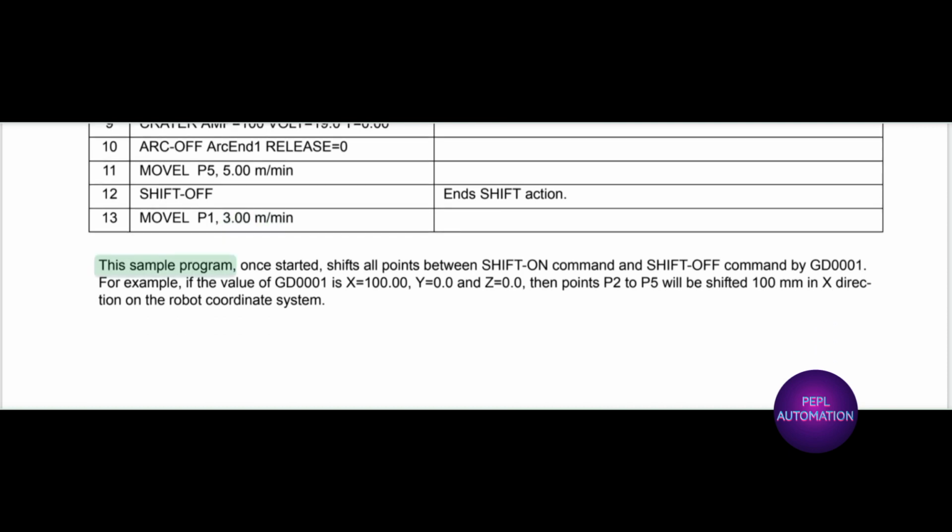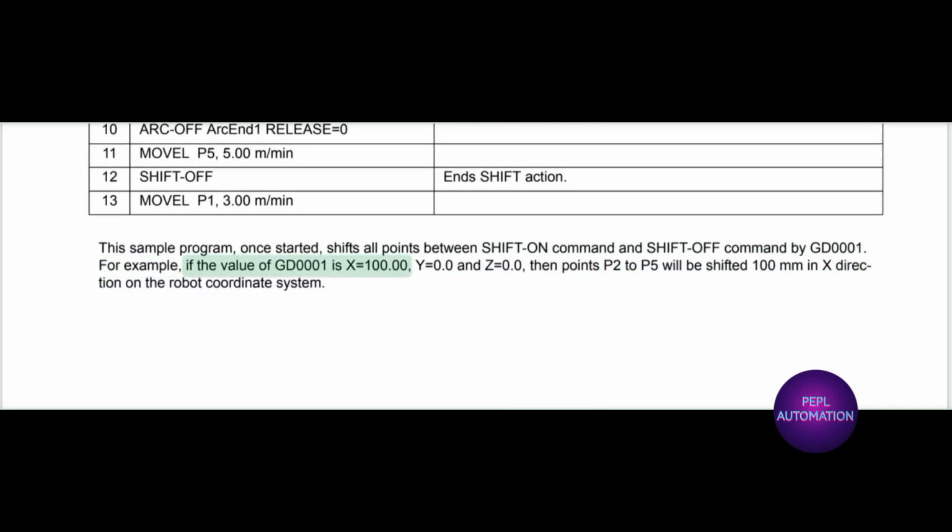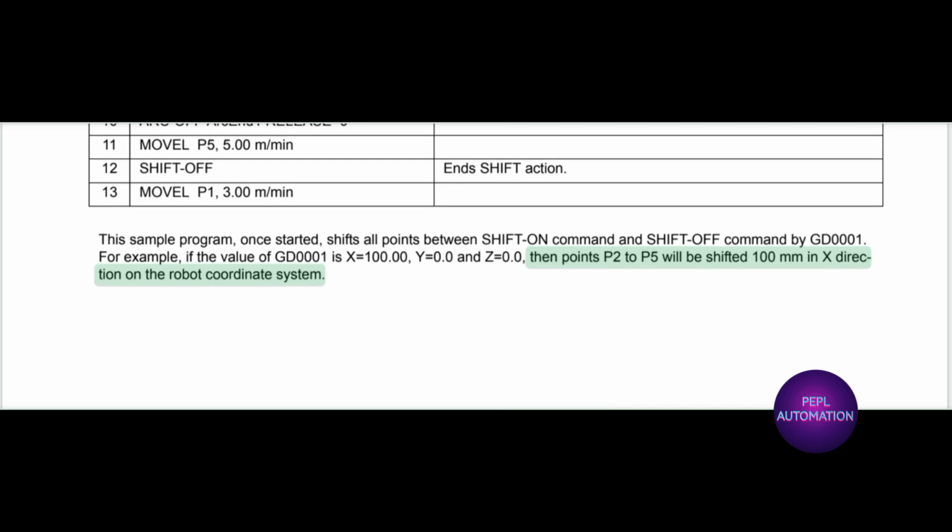This sample program, once started, shifts all points between the shift on command and shift off command by GD0001. For example, if the value of GD0001 is X equals 100.00, Y equals 0.0 and Z equals 0.0, then points P2 to P5 will be shifted 100 mm in the X direction on the robot coordinate system.